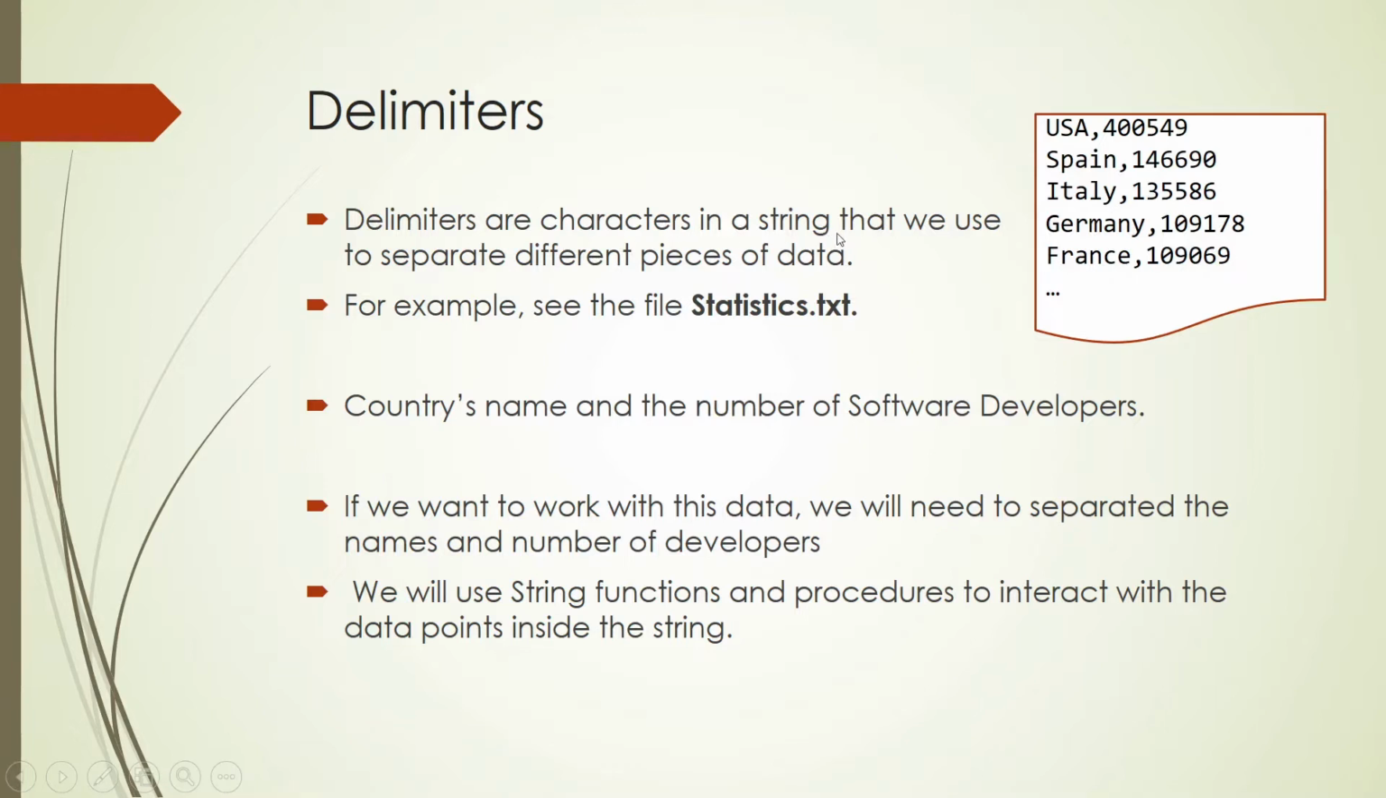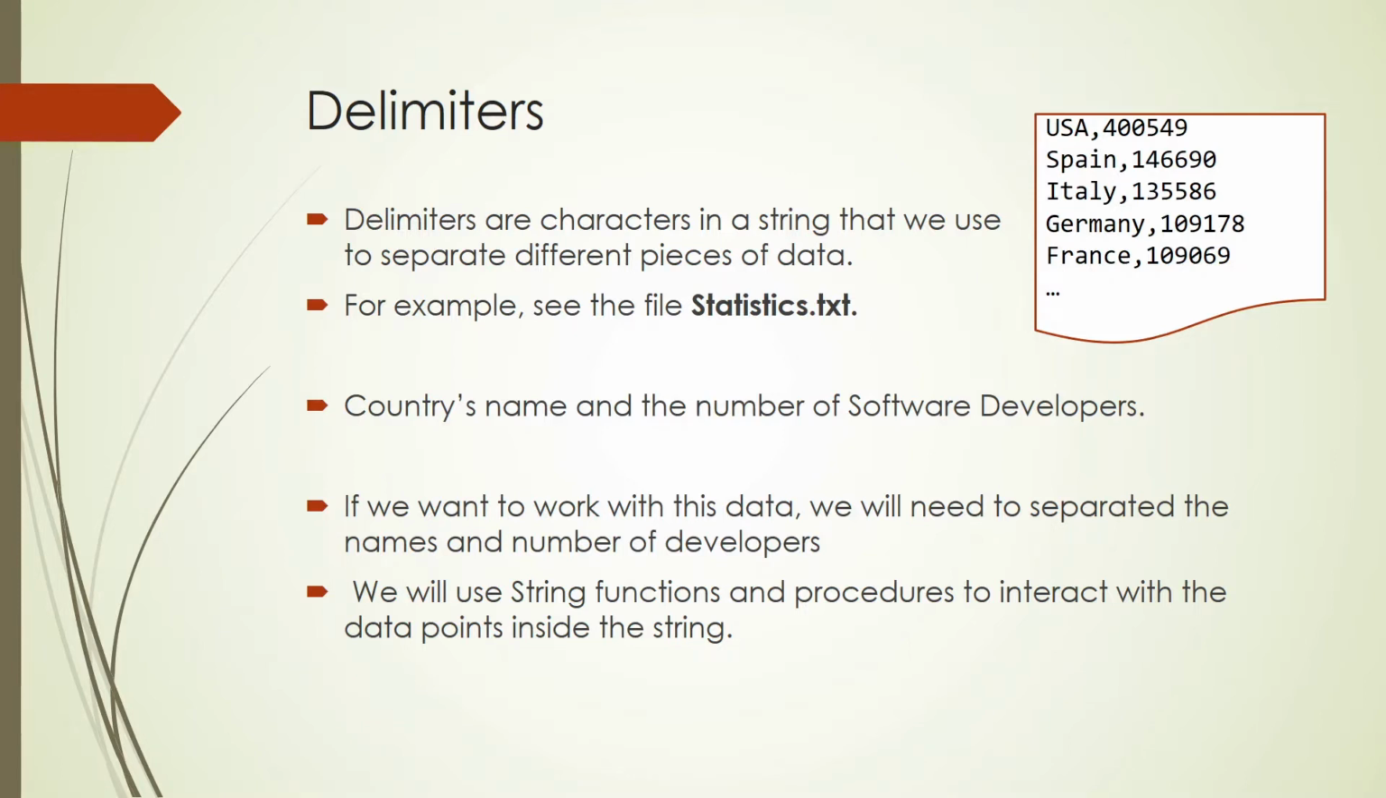Delimiters are characters in a string that we use to separate different pieces of data. The most common delimiter used in programming is the comma. There are other delimiters that you can use to separate text, for example, the semicolon, the colon, the hash symbol, a full stop, the asterisk, a space, etc. There are just so many characters that you can use to separate text.